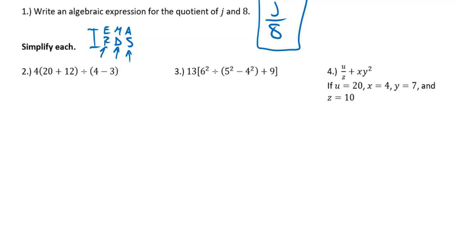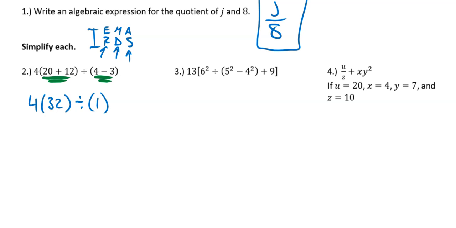So if I look at this first one, inclusion symbols like parentheses, so I start inside the parentheses. So I'm going to do what's inside these parentheses first and these parentheses. So inside these parentheses, I add these up. That's a 32. Inside these parentheses, I do that subtraction. I get a 1. And now from here, I have multiplication and I have division. Those are tied, so I have to go left to right.